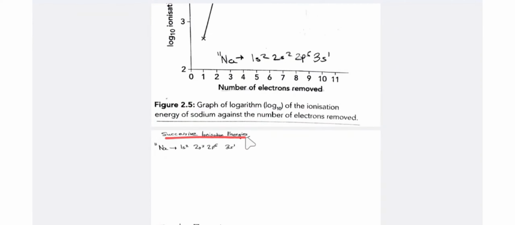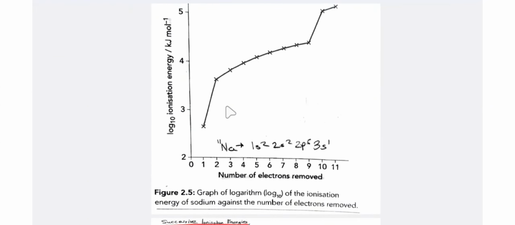Then for successive ionization energies, let's suppose for sodium, the ionization energy is on the y-axis and the number of electrons is on the x-axis. For sodium, the first electron is from the 3s subshell, so the first electron has less energy.